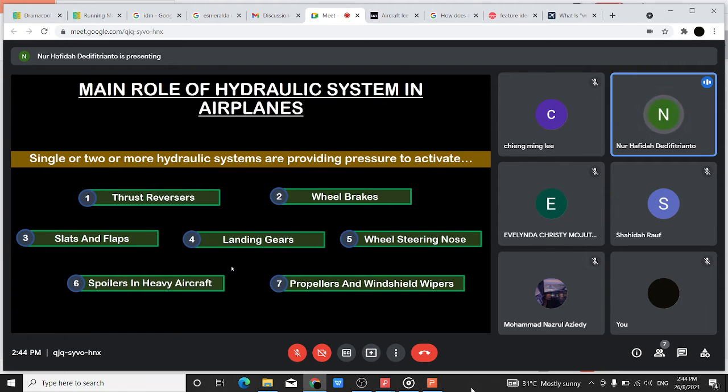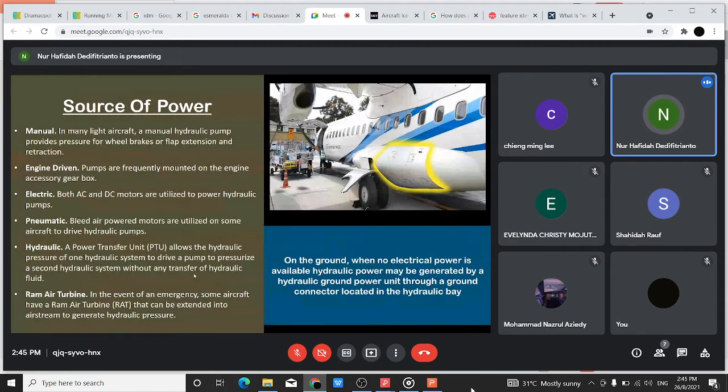For example, the hydraulic system will activate the spoilers in heavy aircraft. So let's proceed. For the source of power, there are several sources of power for the hydraulic system. First of all is the manual, which is in many light aircraft. The manual hydraulic pump provides pressure for wheel brakes or flap extension and retraction. So the manual source of power is like a hand pump or a pedal, something like that.